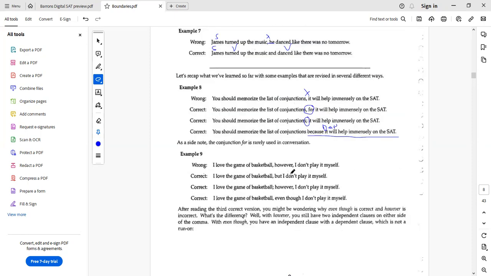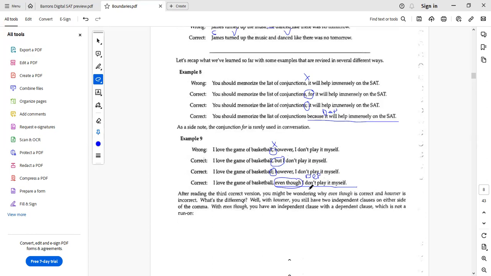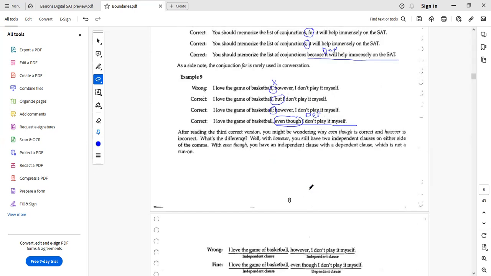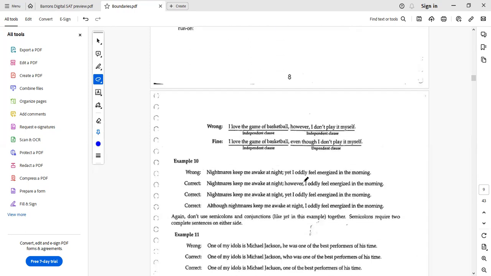Another one. I love the game of basketball. However, I don't play it myself. However is not a conjunction. So I have subject verb, subject verb. Between them only a comma is wrong. So what he did, he put comma but, comma conjunction, or he put a semicolon, or he put even though. He changed one to be a dependent clause, starting with even though. Okay. Again, he's repeating the same thing.